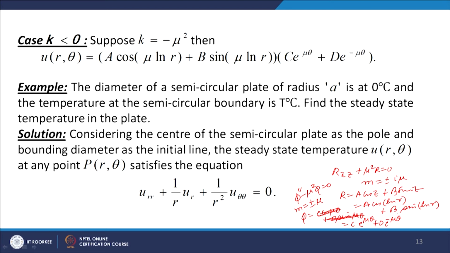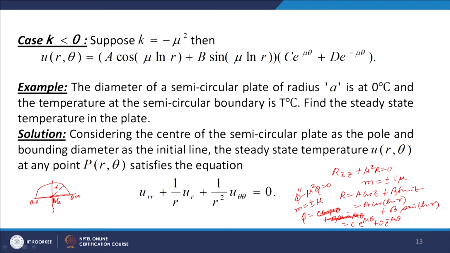Okay. Now, let us take the case of a physical problem. The diameter of a semicircular plate of radius a is at 0 degree, and the temperature at the semicircular boundary is T degree. Find the steady state temperature in the plate, considering the center of the semicircular plate as the pole. So, let us draw the figure. This semicircular plate, this pole, is taken as the center of the semicircular plate. Initial line is this bounding diameter. So, here this is the pole. Pole means r equal to 0, here theta equal to 0, here theta equal to pi.